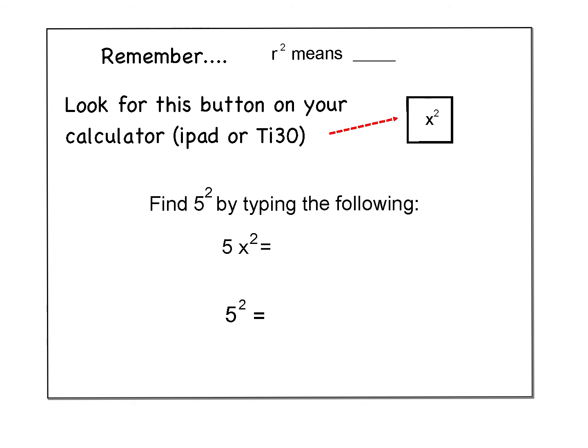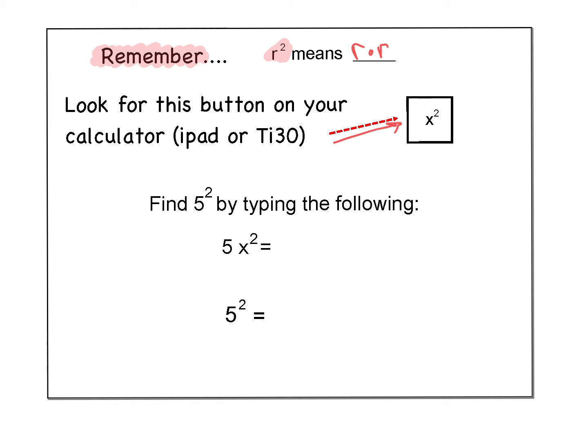All right, so on our next slide, I gave you a quick little remembrance here. I want you to remember that R squared means R times R. When you have that little 2 in the top corner, it means that you're multiplying whatever the number is times itself 2 times. There is a button on your iPad calculator or your TI-30 handheld calculator, and it looks like this, right? It's that X squared button, X with the little 2 in the top corner.